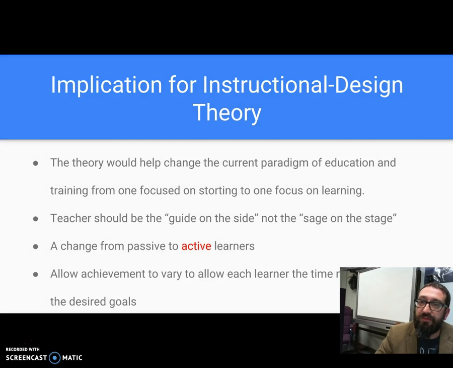Implementations of instructional design theory. The good thing that comes out of this theory is that it would help change the current pendulum of education and training from one focused on sorting to one focused on learning. The teacher should also be more the guide on the side and not the sage on the stage. We should be able to change from passive to active learners and allow achievement to vary to allow each learner the time to reach the desired goals.